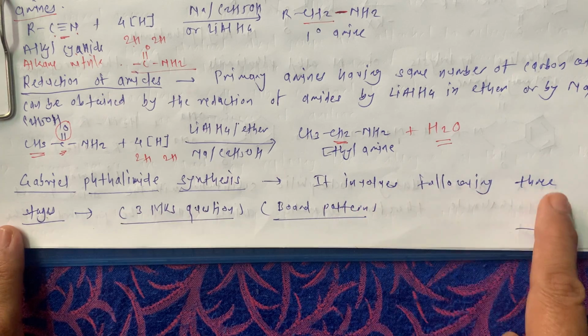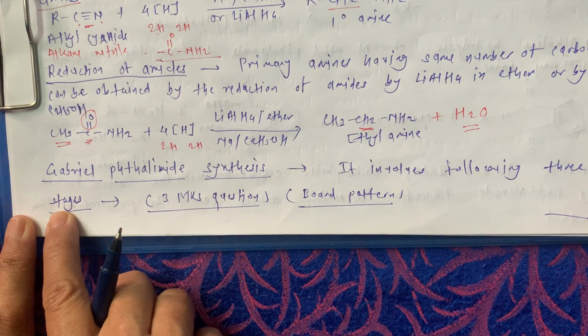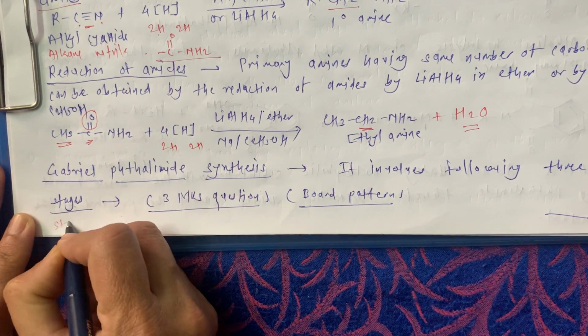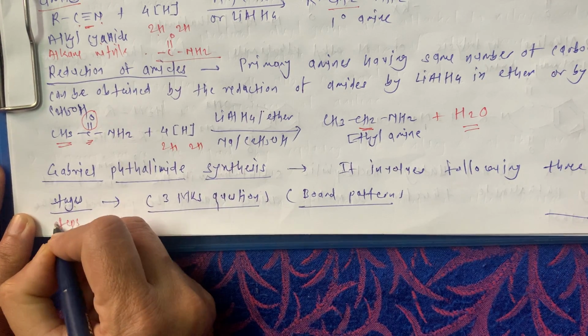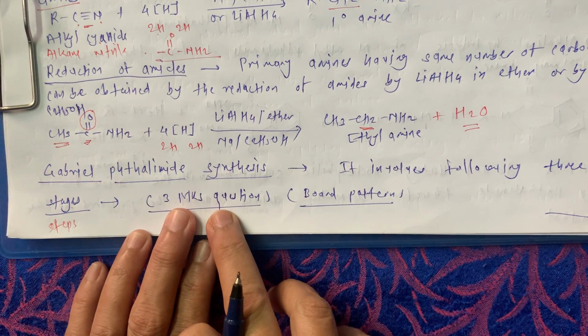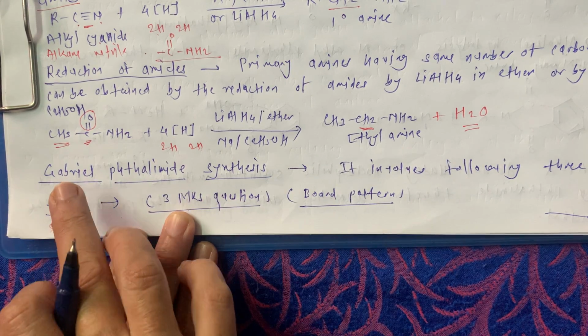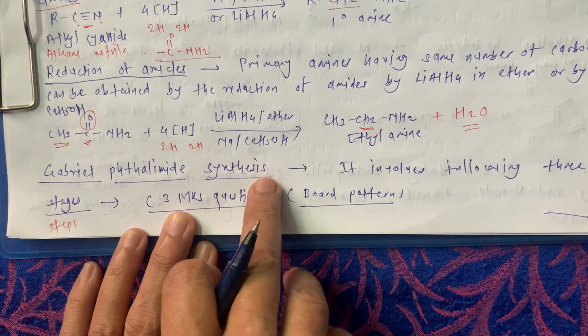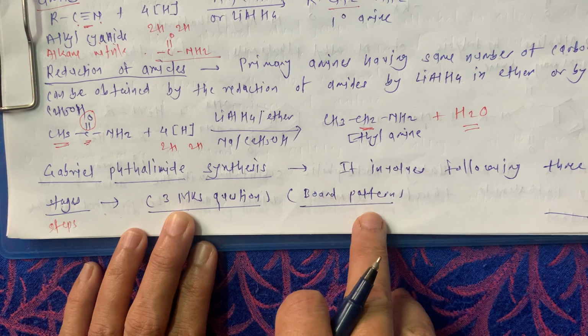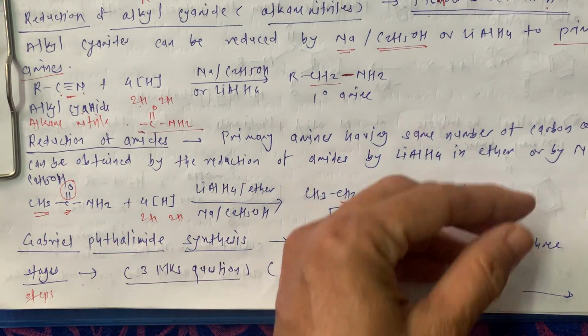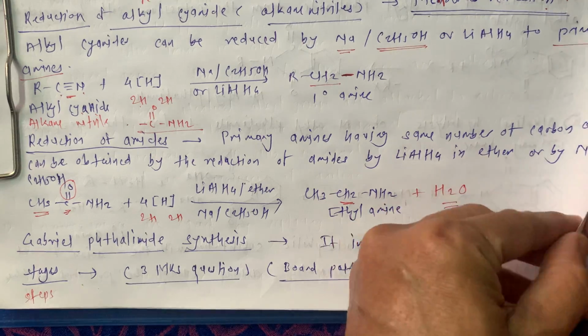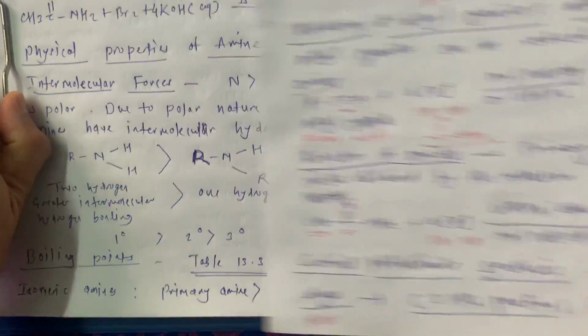Okay, it involves three steps. So this is the reaction of 3 marks. In the board pattern they may ask you to write down the Gabriel phthalimide synthesis, and then you have to write all these 3 reactions. Now which are these 3 steps, which are these 3 reactions, we are going to see this.